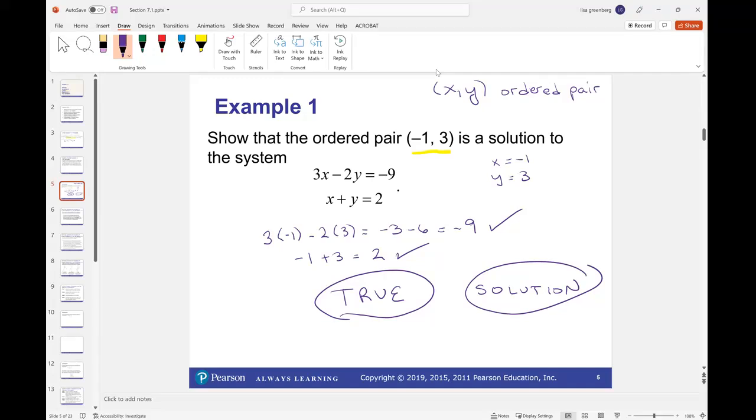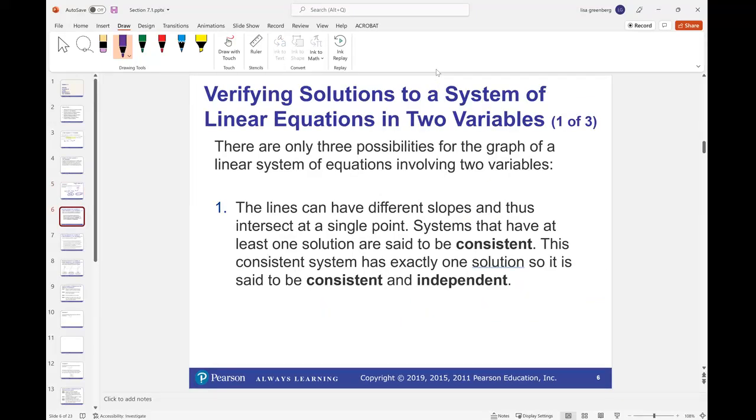I'm going to get to what this means in a little bit. Actually, I feel like I'd like to start with, let's just keep going. So verifying solutions to a system of linear equations. There's only 3 possibilities for the graphs. Okay, we're going to get to it right now. So if you were to graph any linear equation, what a linear equation basically means is that it graphs to a line, okay? So there's only 3 possibilities.